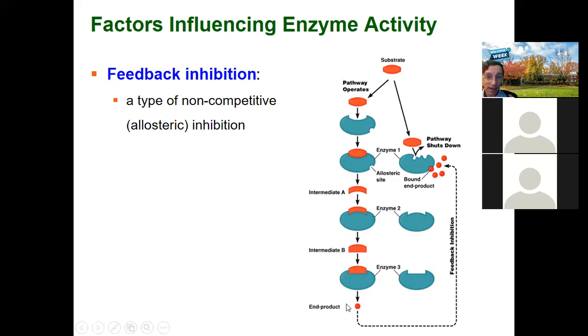And then cells often have this feedback inhibition because when the end product decreases in concentration in the cell, and the cell needs more end product, there won't be enough end product to bind to the enzyme. And so enzyme 1 will be active and will make intermediate A, and then intermediate A will make intermediate B, which will then make the end product.